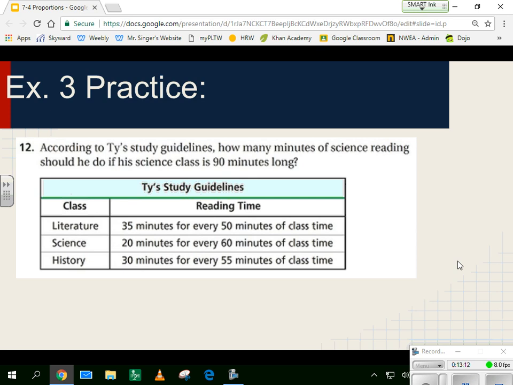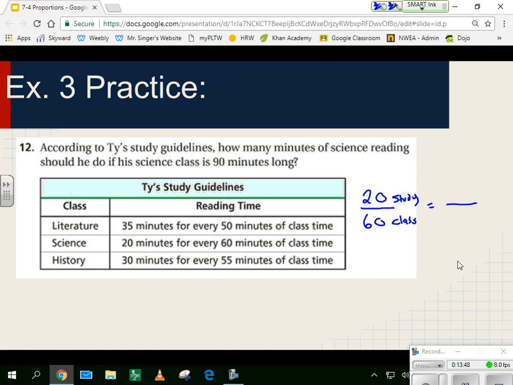So here's a problem I want you to look at. It says, according to Ty's study guidelines, how many minutes of science reading should he do if his science class is 90 minutes long? As you can see here, it tells us in the table, 20 minutes of studying for every 60 minutes of class time. I'll even help you out with this. That would be 20 minutes of study time for 60 minutes of class.